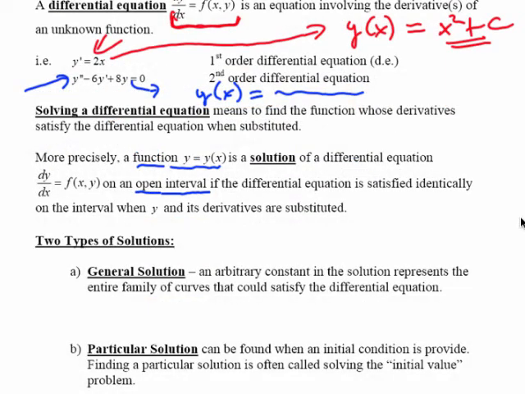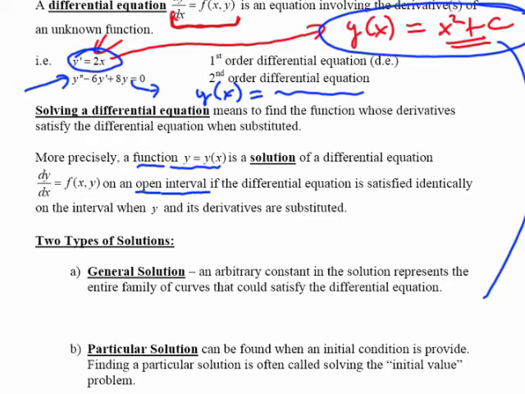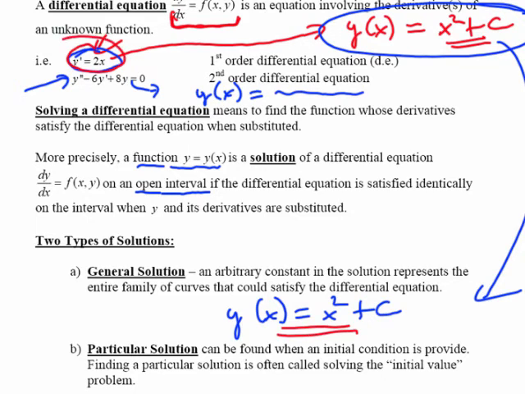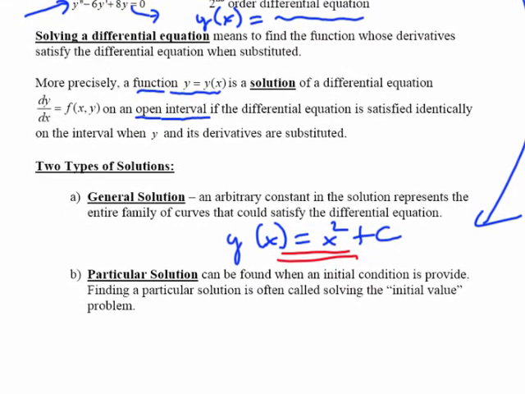Now there are two types of solutions you can get when solving a differential equation. A general solution means that we have an arbitrary constant involved. This, for example, was a general solution to this differential equation because we can substitute any constant c, and the derivative of this will still satisfy this differential equation. When we actually find a particular value for c based on knowing a particular starting point in my situation, that's called finding a particular solution.